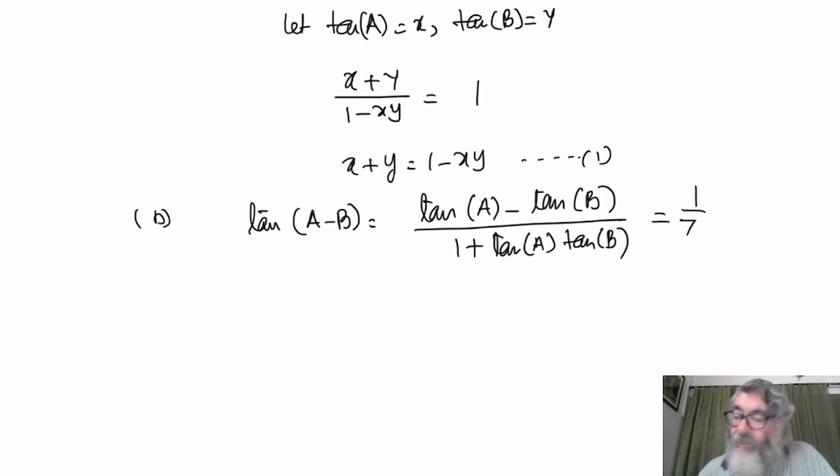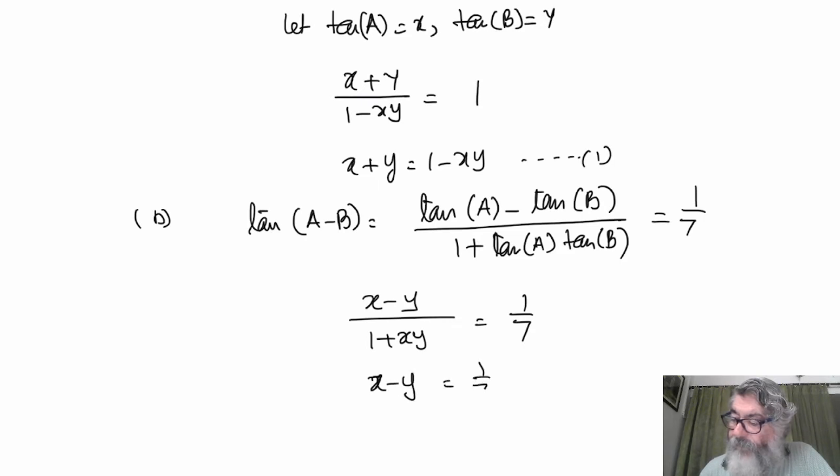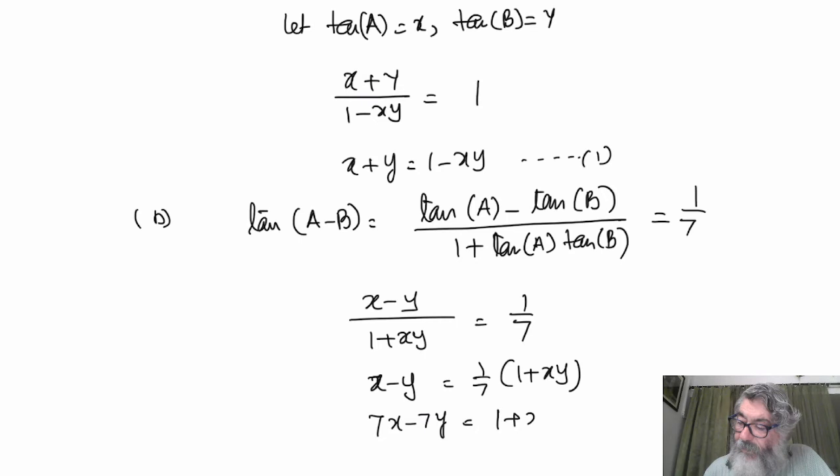And we had assumed tan a as x and tan b as y. It is the part of the same question. So x minus y upon 1 plus xy is equal to 1 upon 7. Is that clear? Or we could write it as 7x minus 7y is equal to 1 plus xy. That is the second equation.